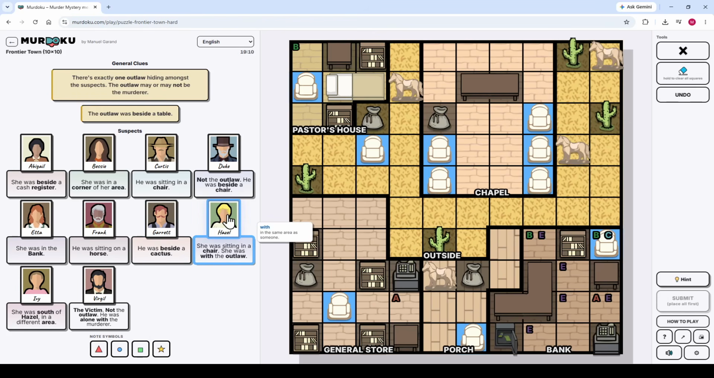She was with the outlaw and she was sitting in a chair. We'll get back to her in a second. And finally, I, she was south of Hazel in a different area because the outlaw is with H. Well, then it cannot be I. And finally, V, not the outlaw.